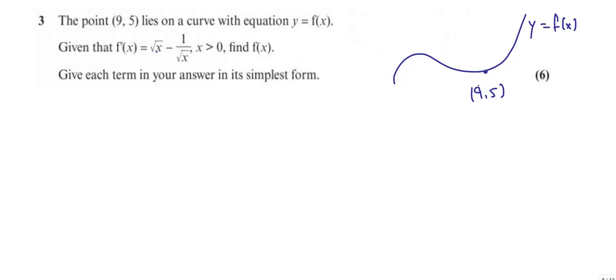Do you need to graph to sketch this? No, you don't. I'm just explaining. Given f prime is the gradient function, the general gradient function. If you take a tangent at any point you can get f prime. This is called the general gradient function, f prime. It's given that the general gradient function is square root x minus 1 over square root x, and also given that x is positive, greater than 0.